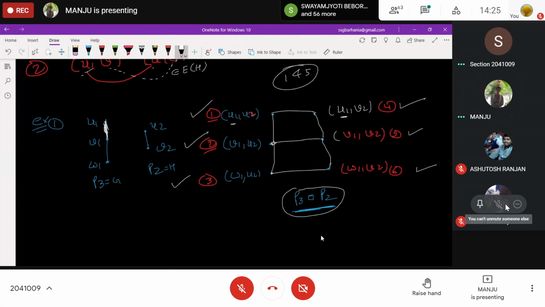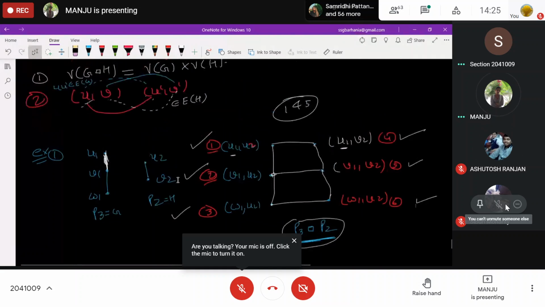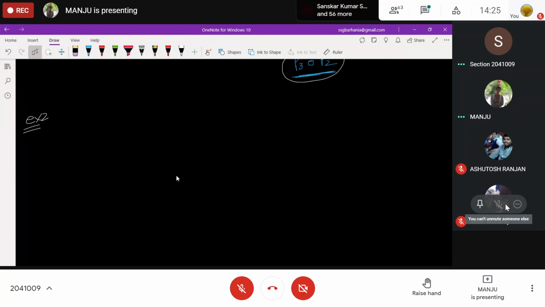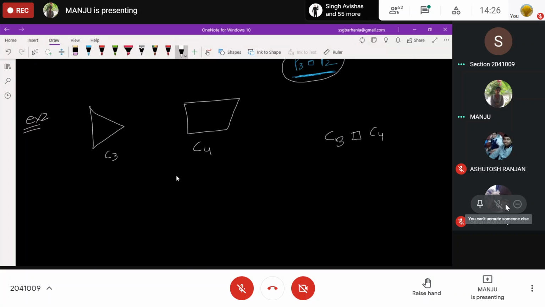Clear or not clear? Clear, sir. Or let's have one more example. This is C3, this is C4. Find out the Cartesian product of these two graphs. Can you find it or not? Yes, sir.